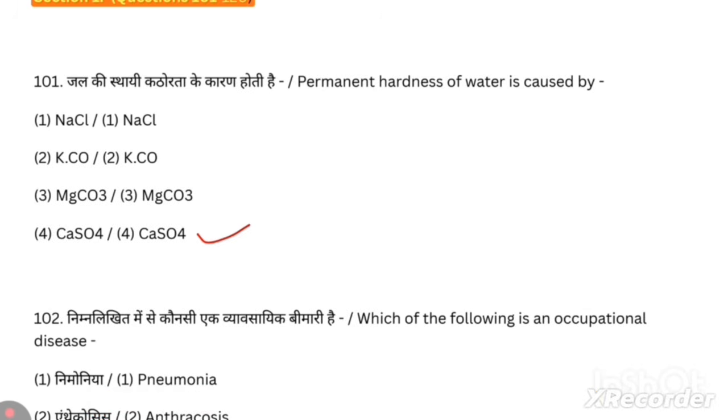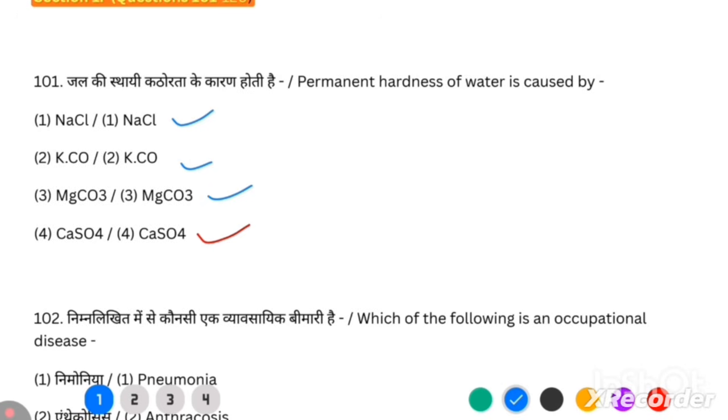Talking about the other options, NaCl is also known as common salt. It is responsible for the salinity of water, not for hardness of water. K2CO3 means potassium carbonate. It is a soluble alkali, not responsible for the hardness of water. And magnesium carbonate is responsible for the temporary hardness of water.